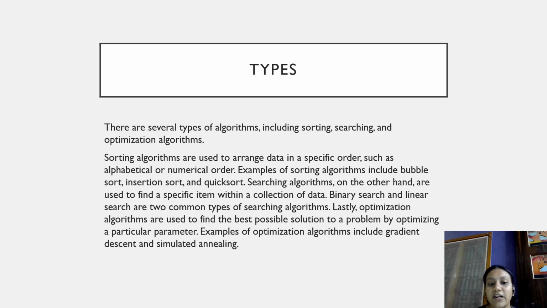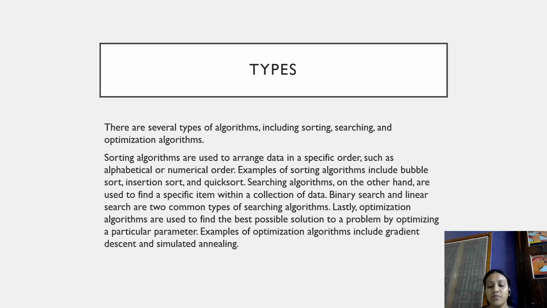Types. There are several types of algorithms, including sorting, searching, and optimization algorithms. Sorting algorithms are used to arrange data in a specific order, such as alphabetical or numerical order. Examples of some sorting algorithms are bubble sort, insertion sort, and quick sort.